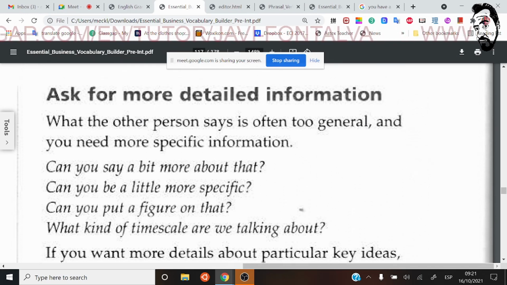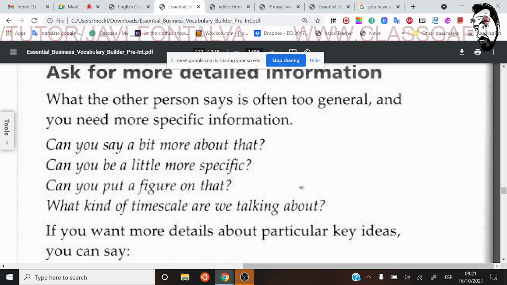Okay, sometimes you want to have more detailed information. So, typical way to express this. Can you say a bit more about that? ¿Puedes contar un poco más de eso? Can you be a little more specific? Can you be a little bit more specific?